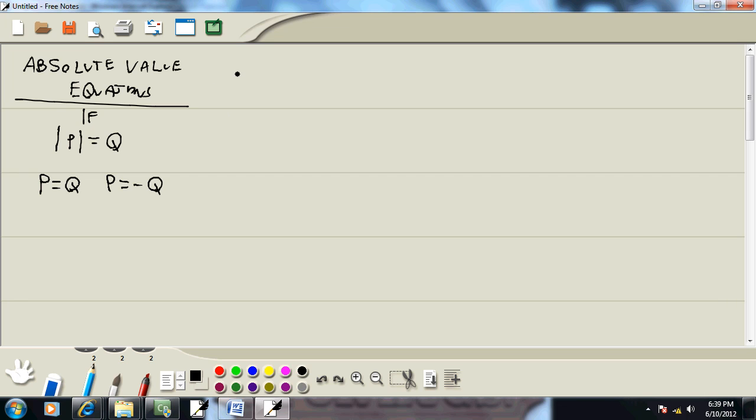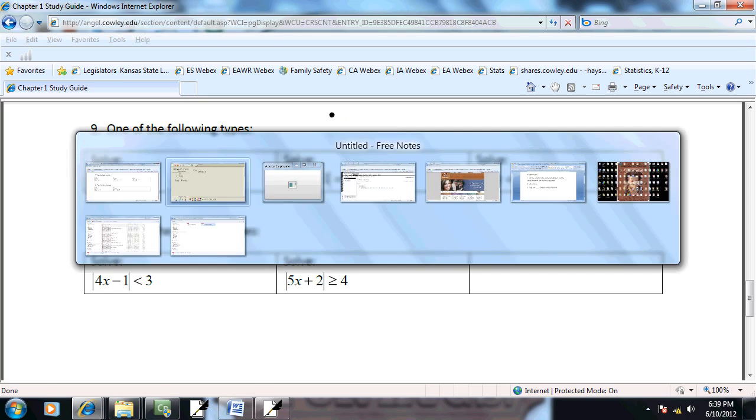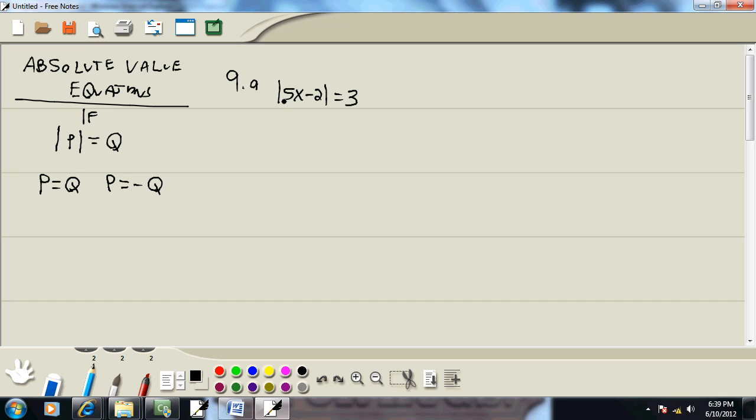So let's look at our first problem. Absolute value of 5x minus 2 equals 3. Well, the absolute value is by itself, so that fits our form perfectly. So we'll drop the absolute value bars, set it equal to positive the other side, and we'll set it equal to negative the other side. Now at this point you solve each one of these down separately, and they're linear equations.